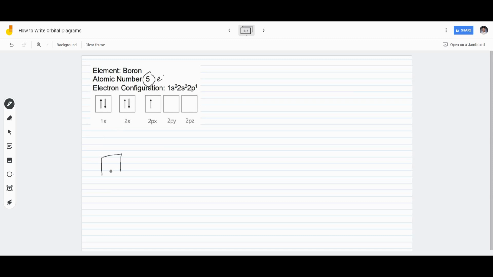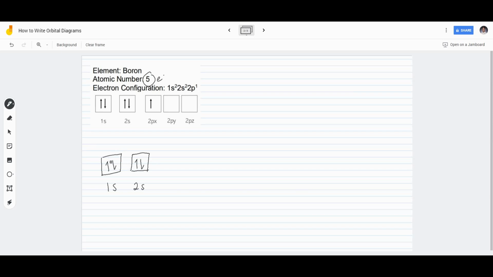So the first box is the 1s, okay? And then we put 2 electrons there. So that's 1 and 2. We're left with 3. We can now move on to the next orbital, which is the 2s, okay? And then fill it up with 2. Notice I am not filling up any of these orbitals with 3 or more electrons.